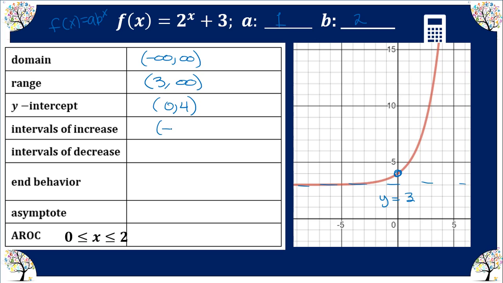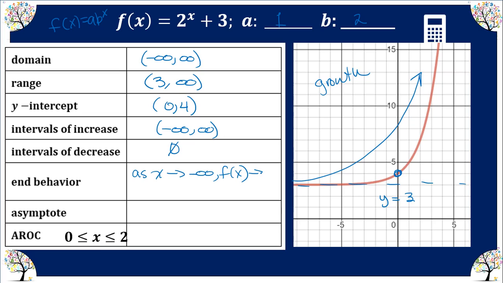Our interval of increase, all real numbers. Our interval of decrease, this graph is never decreasing, it's constantly increasing. This is a growth. Our end behavior, as x approaches negative infinity, f of x approaches the asymptote of 3. As x approaches positive infinity, f of x approaches positive infinity. Our asymptote is y equals 3. Some of you may be seeing a pattern.